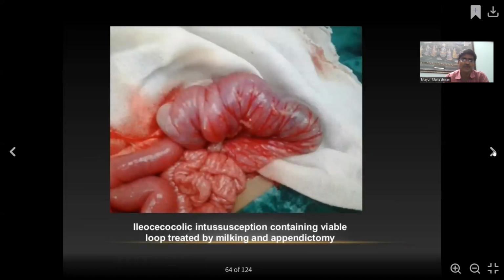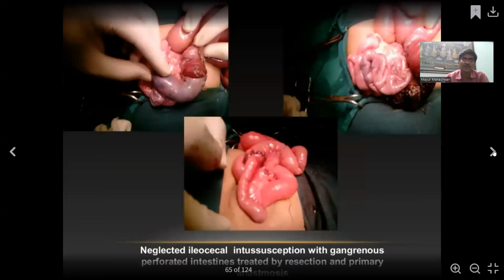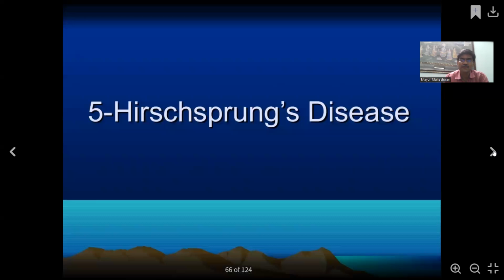So this is a clinical photograph. You can see a small bowel invaginated into the colon. These are another pictures, and this is a post-op picture in which there is already gangrene. So the bowel has been resected, and end-to-end anastomosis of the ileocolic segment has been done on a healthy bowel.